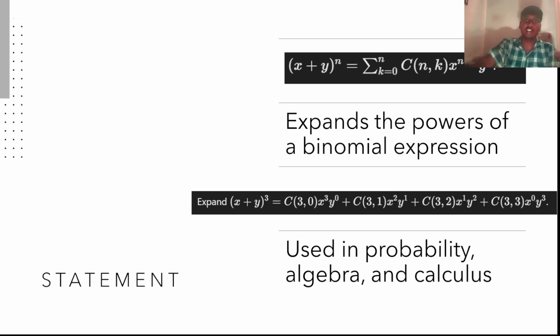So here we are taking n as 3 and k as 0 at the first term. Following here, n minus k is 3 and k is 0, so x stays as x cubed. And here it reduces to 2, and it goes on. And then it is used in probability, algebra and calculus.